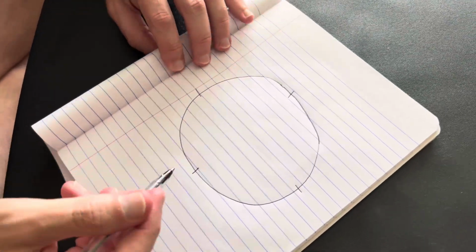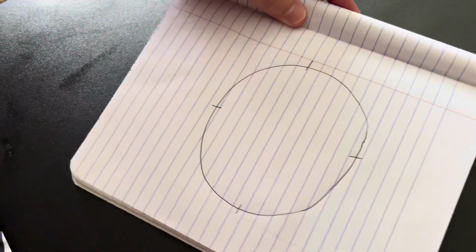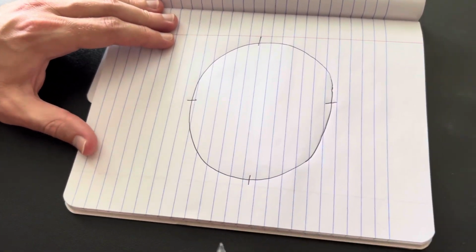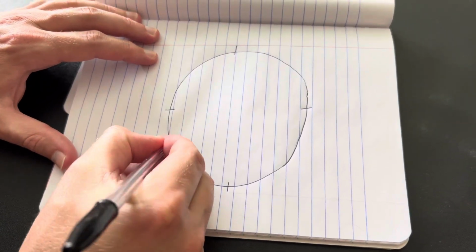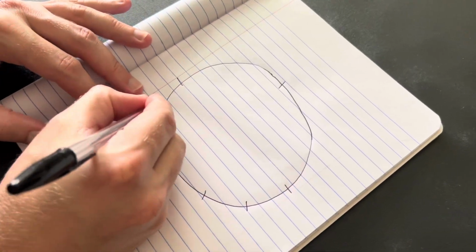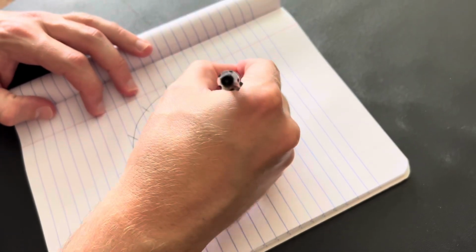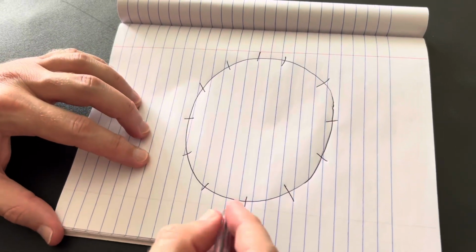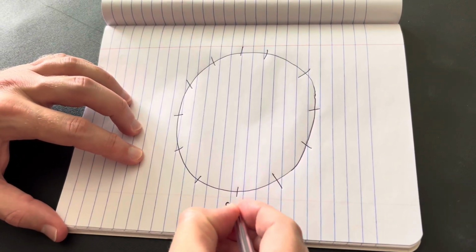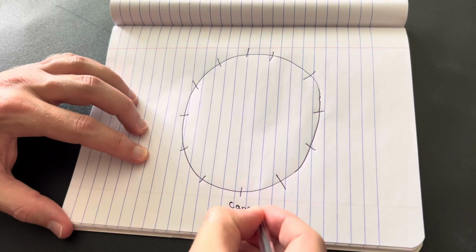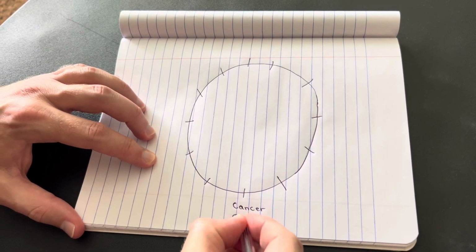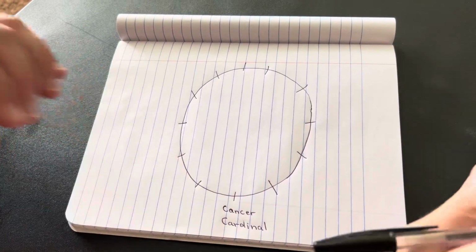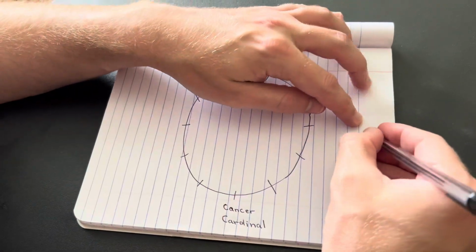Anyway, let's do it like this. This is the astrological circle, I guess you'd call it. In astrology you have 12 signs. Then you've got Cancer down here on the bottom, and that's a cardinal sign. There are three types of signs.